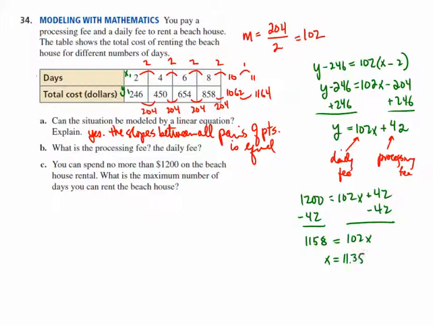3, 5, which means we could stay 11 days and a third of another day, but the beach house is not going to let you rent a third of a day, so we can only stay 11 days. All right, and so we showed two different ways of finding that. We'll go on to the next problem.